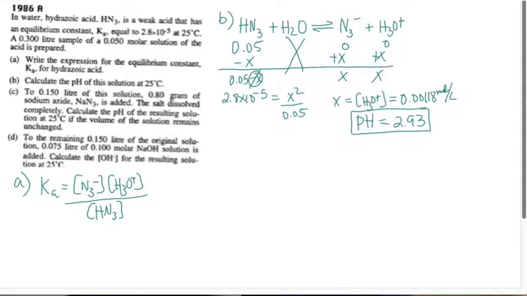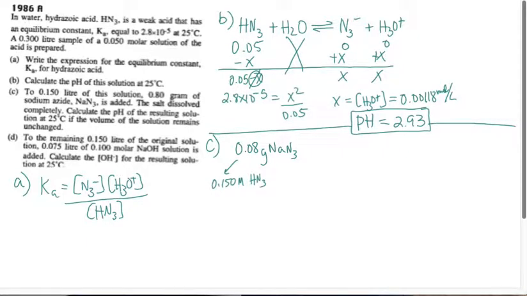Part C. To 0.15 liter of the solution, so we took half of our solution, we added 0.80 grams of sodium azide, which is a salt. The salt dissolves completely. Calculate the pH of the resulting solution at 25 degrees Celsius. The volume of the solution remains unchanged. So we add this to 0.150 liters of our already existing HN3.